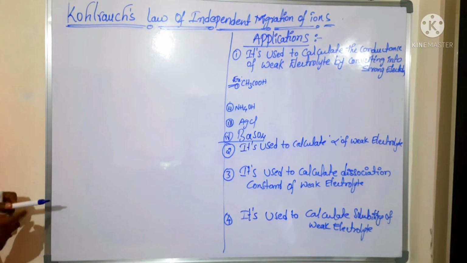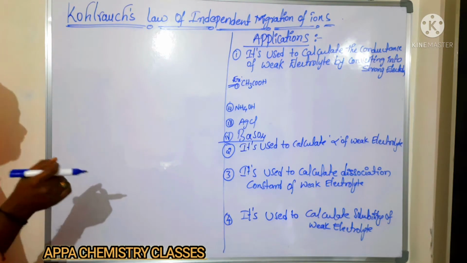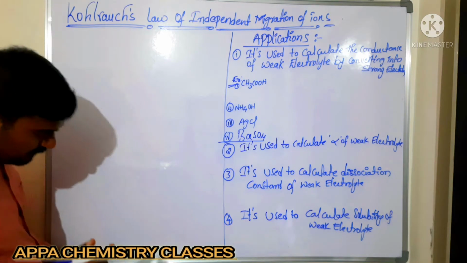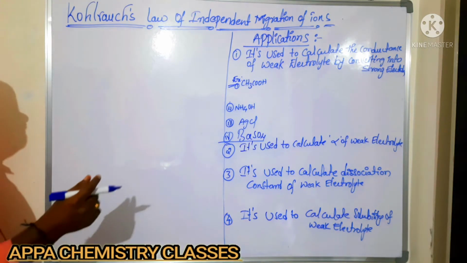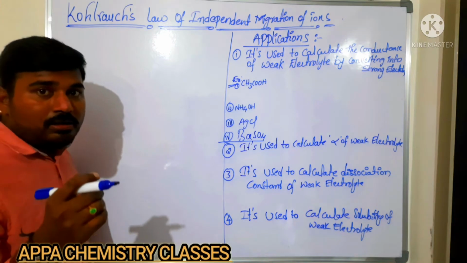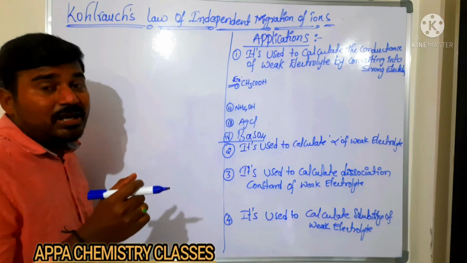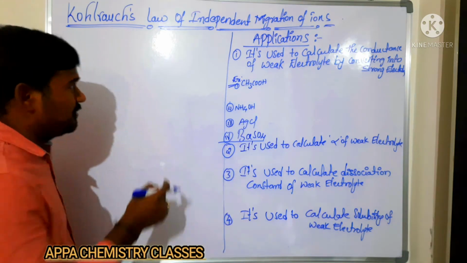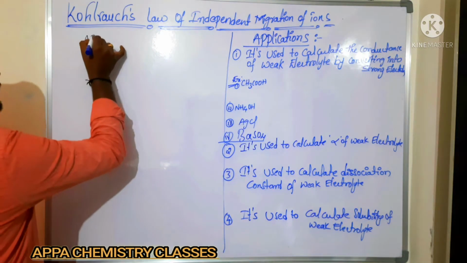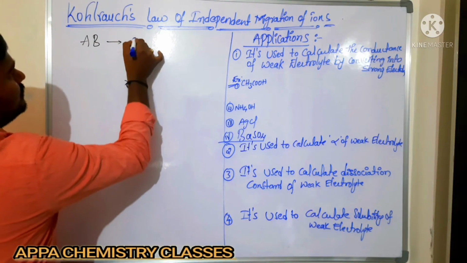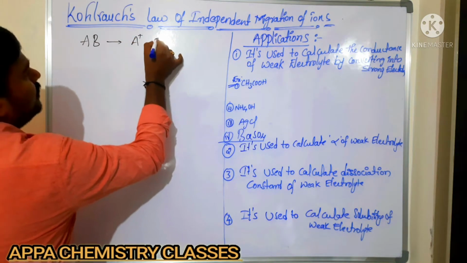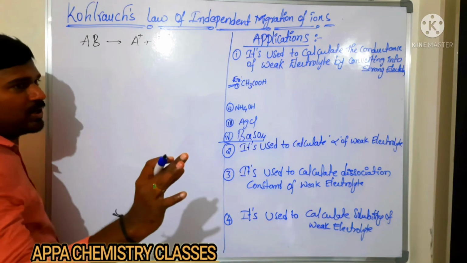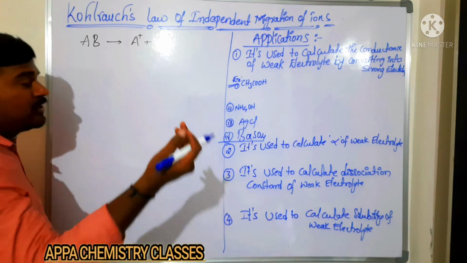Yes. Next one is Kohlrausch's law of independent migration of ions. According to this law, each ion which is present in an electrolyte contributes some fixed conductance towards the electrolyte. Say for example, we have an AB electrolyte, which on dissociation gives A plus and B minus. So each has some fixed conductance irrespective of the combining ion.